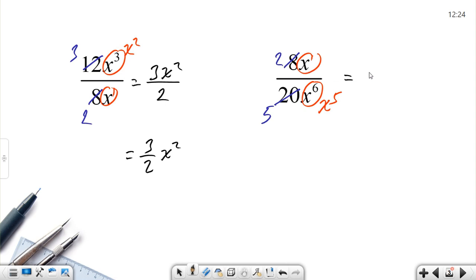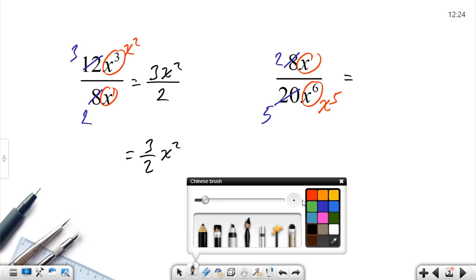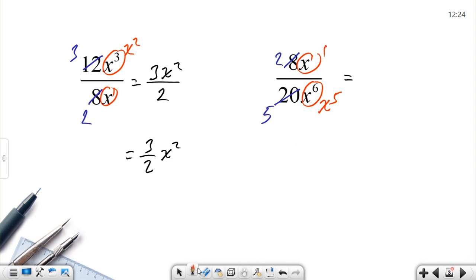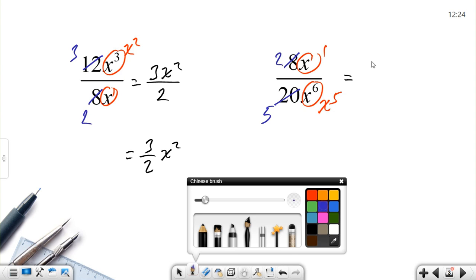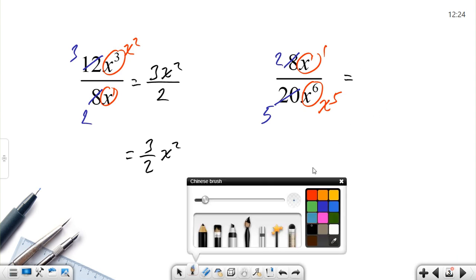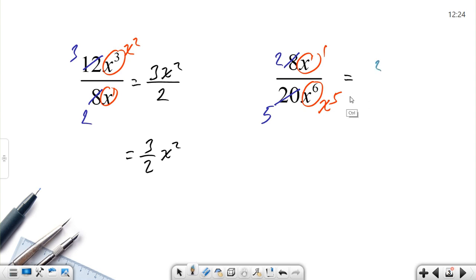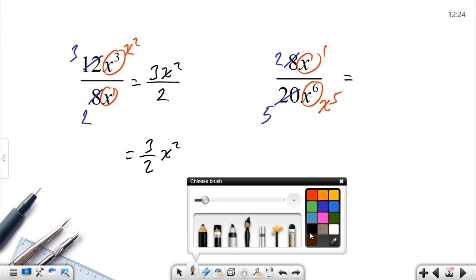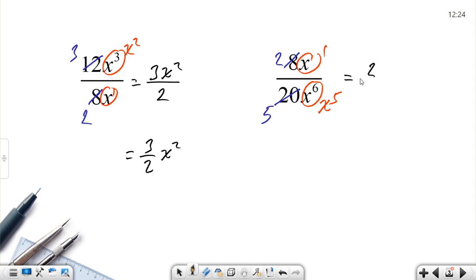Let's continue. 2 times 1, not x this time, because we subtract it, so this will be 1. Instead of that one, it will be 1. 2 times 1 will be 2. So we get 2 over 5 times x to the power of 5, 5x to the power of 5. So this is the simplest form.